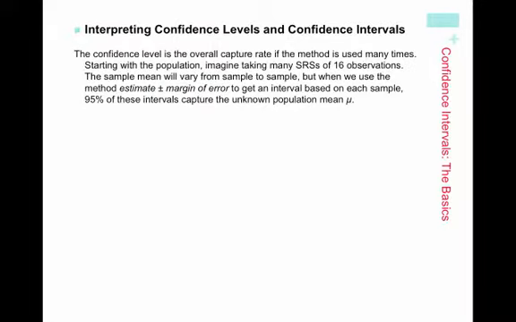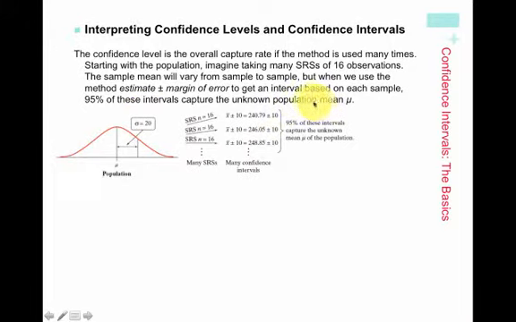Let us interpret our confidence levels and confidence intervals. The confidence level is the overall capture rate for the population parameter if this method is used over and over, many times. Starting with the population, imagine taking many SRSs of 16 observations. The sample mean will vary from sample to sample. But when we use the method of estimate plus or minus margin of error to get an interval, 95% of these intervals will capture the unknown population parameter mu.